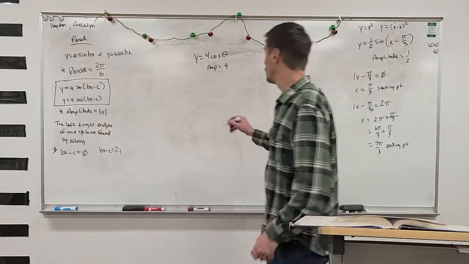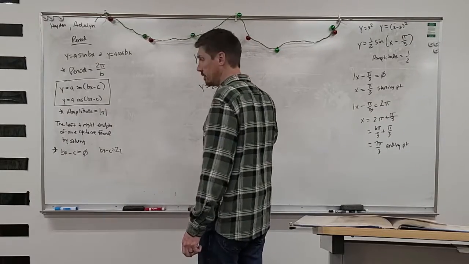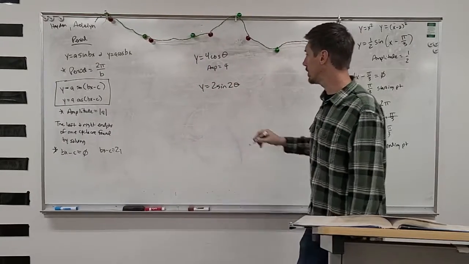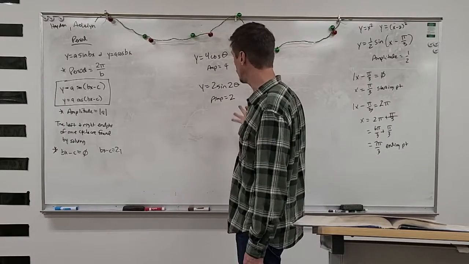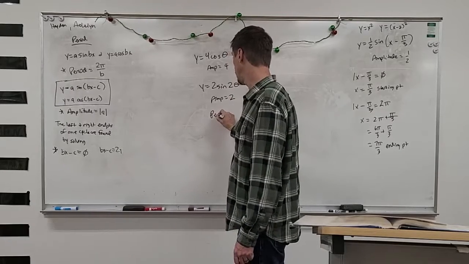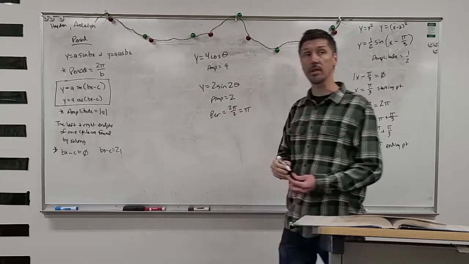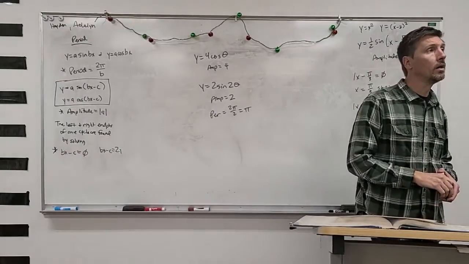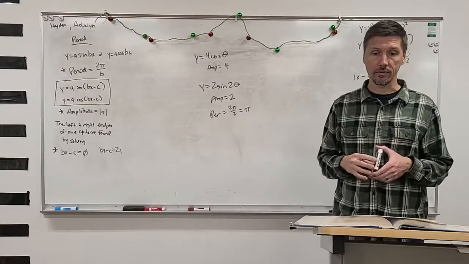49, y equals 2 sine, is it 2 theta? Yes. All right. So this tells us that the amplitude is 2. The highest and lowest point are going to be 2 and negative 2. And it also affects the period. So the period equals 2 pi over 2, which equals pi. So we're looking for something that goes from 2 to negative 2, but that repeats itself every pi instead of every 2 pi, right?